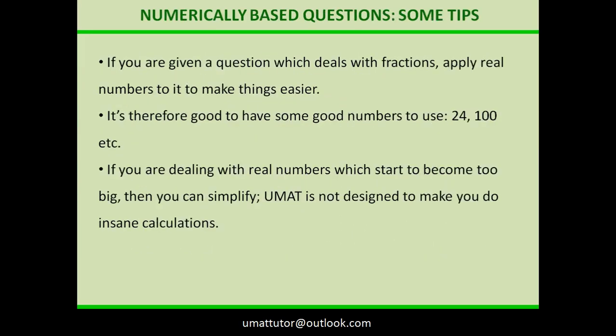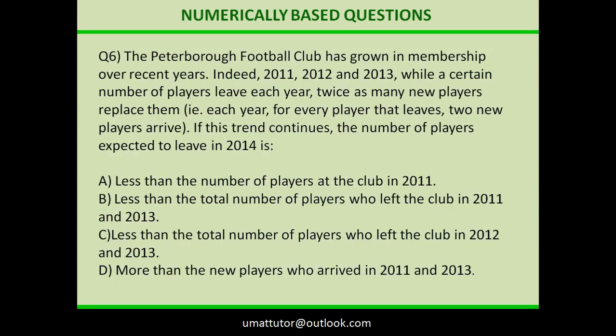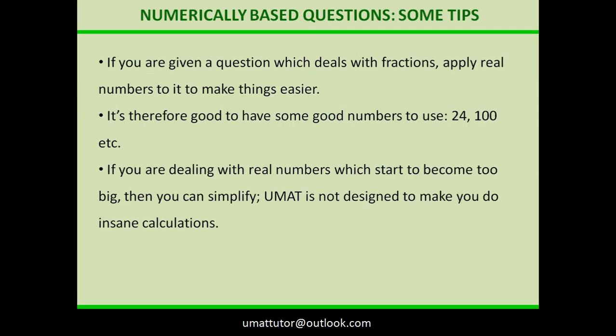Okay, so a few tips on these sort of questions. If you're given a question which deals with fractions, like the one before, where we've got half leaving and twice that many being replenished, then it's easy to apply real numbers to the situation to make it easier. Because if you begin with 1 and then go to a half, and then double to 1.5 and half to 0.625 and go 1.25 and go from there, it becomes quite difficult. You begin working with decimals. Whereas if you begin with a bigger real number, like 100, or something which divides quite well, like 24 or 48, then it's much easier to go from there.